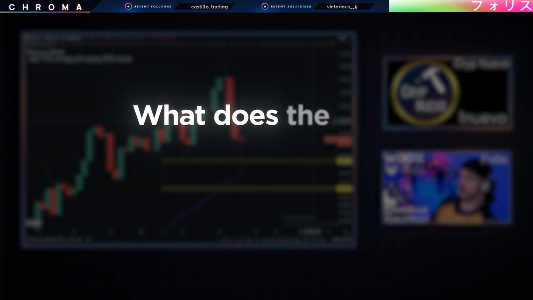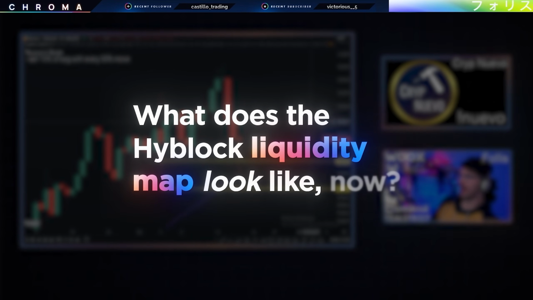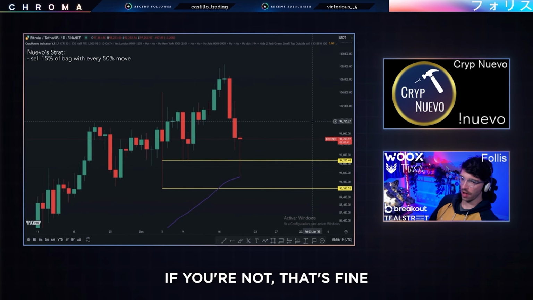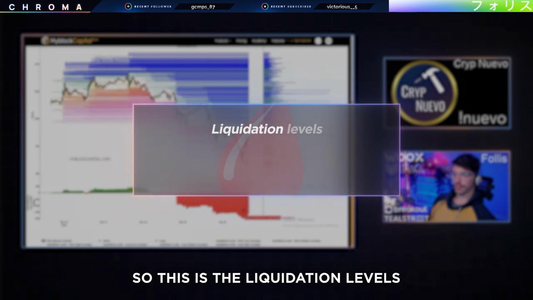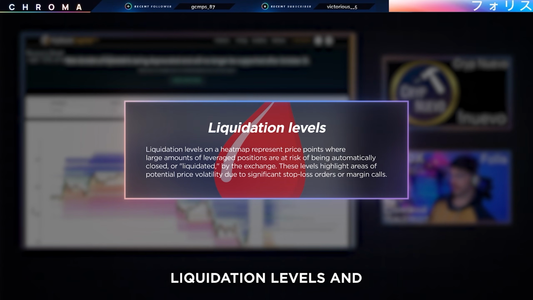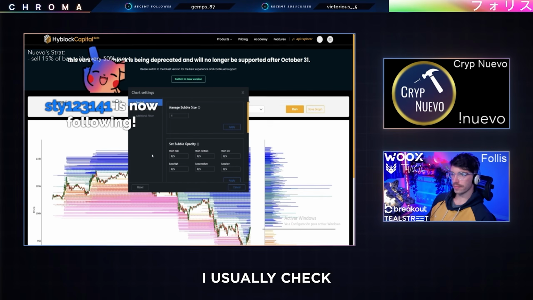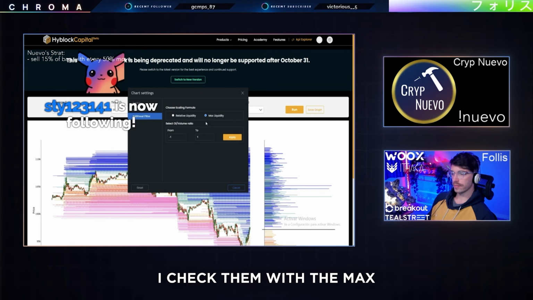Joey's asking, what does the Hyblock liquidity map look like now? I don't know if you're able to pull it up. If you're not, that's fine. Yeah, let's have a look. Amazing. Okay, so this is the liquidation levels, because Hyblock has liquidation levels and liquidation heatmaps. I usually check both of them. I check them with the max liquidity setting.